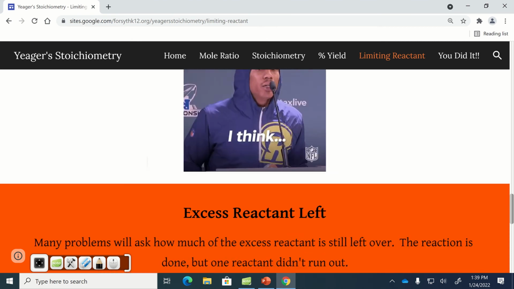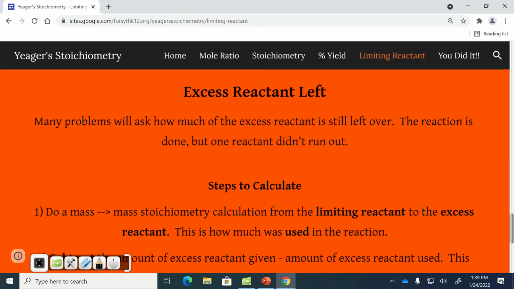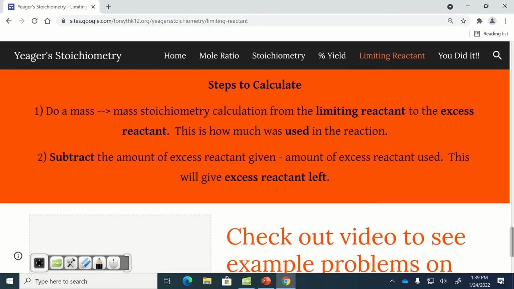And there's more, we're not done. One last step that we usually take with these is we often will ask how much of the excess reactant will be left. One will be gone. The limiting reactant goes away, it's zero, it's all gone. But there will be some excess reactant. Some of it reacts, some of it does not, okay? So we usually need to figure that out. Basically, it's just yet another stoichiometry problem. We do mass-to-mass stoichiometry, or if you're in moles already, moles-to-mass stoichiometry, from the limiting reactant to the excess reactant.